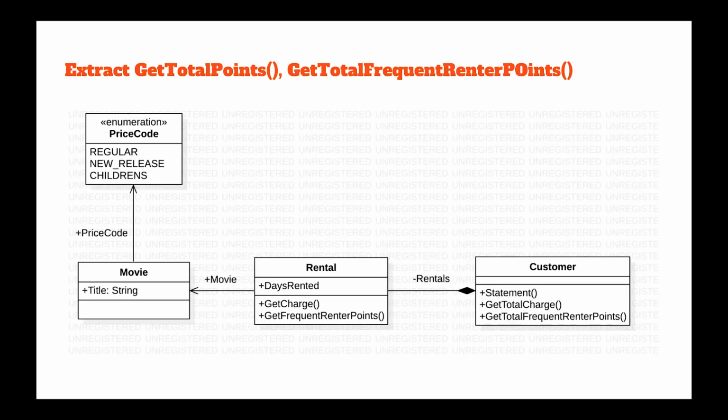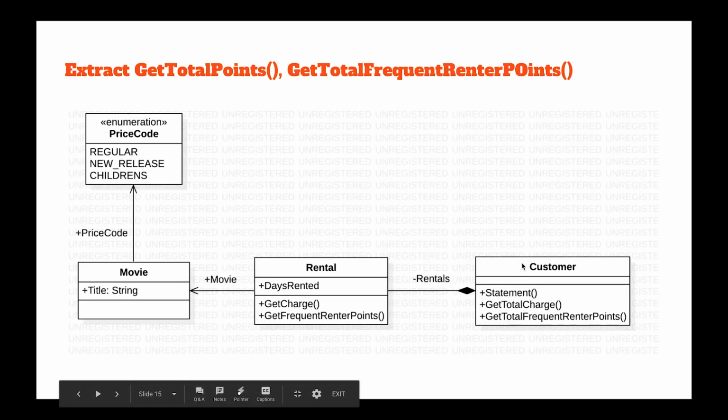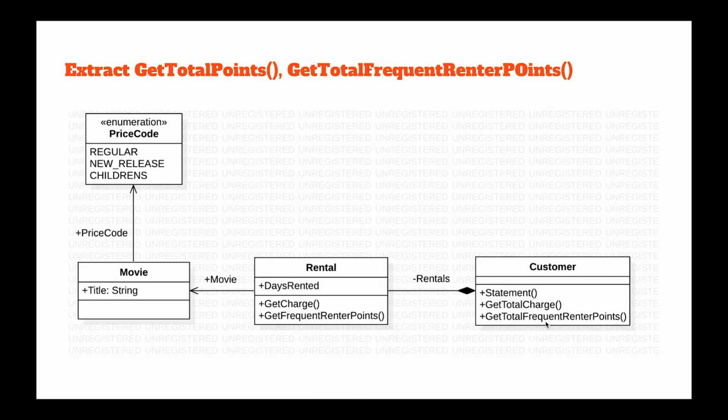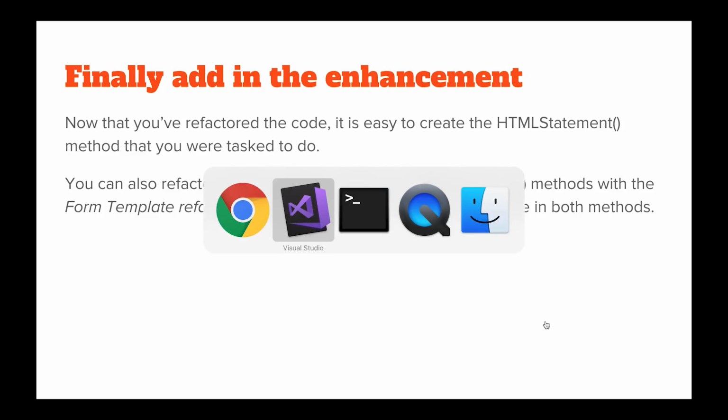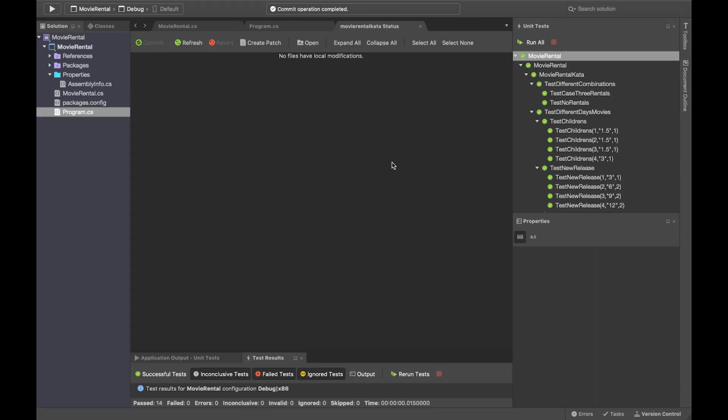So what we have now is that we have our customer. We have two more methods called get total charge and get total frequent renter points. Now with this, we can create our HTML statement. So finally, we can add in the enhancements. So now that we've refactored code, it's easy to create the HTML statement method that you are tasked to do. Okay, so let's create our HTML statement.